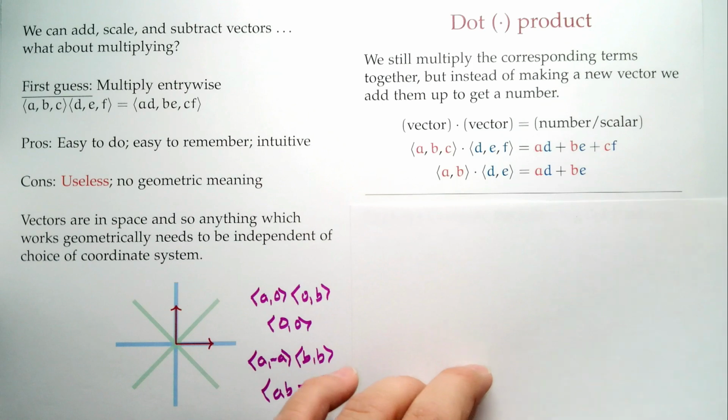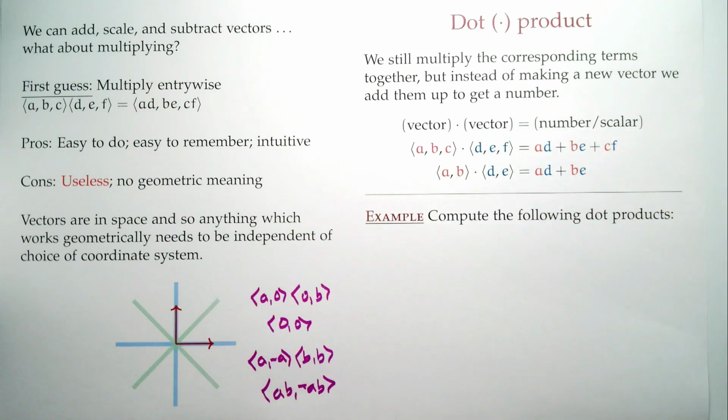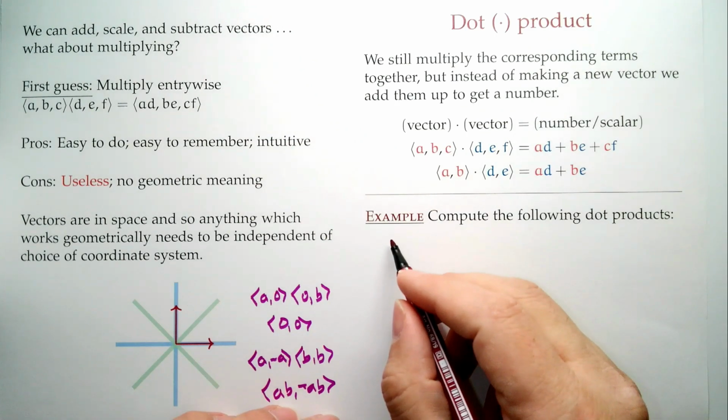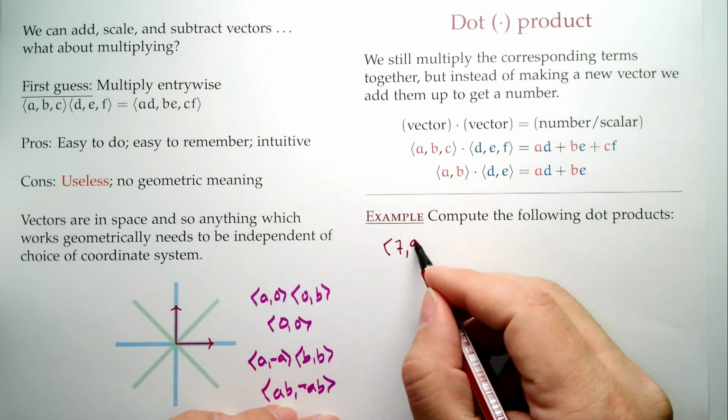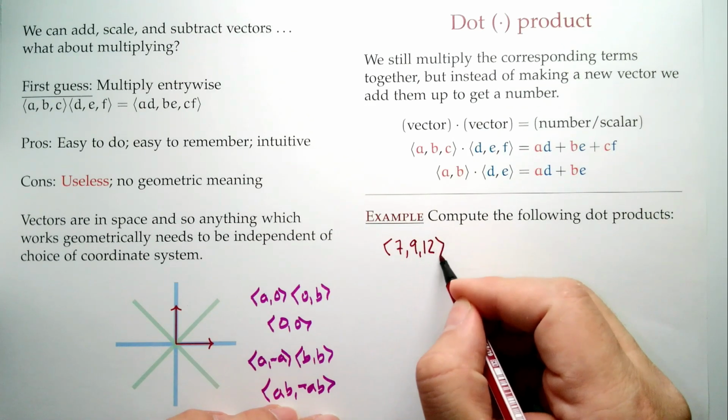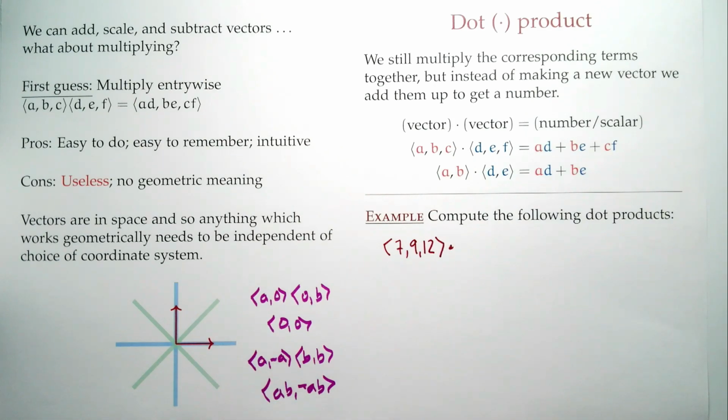Now, let's talk about this. Okay, we'll do an example. Compute the following dot products. Now, there's nothing written down here, so we'll need some examples. All right, so someone give us a vector. 7, 9, 12. So you've chosen a 3-dimensional vector. Fantastic. Someone give us another vector. 1, 2, 3. Now notice that the first vector was 7, 9, 12, and the second person said 1, 2, 3. They also gave us a vector that was 3-dimensional.